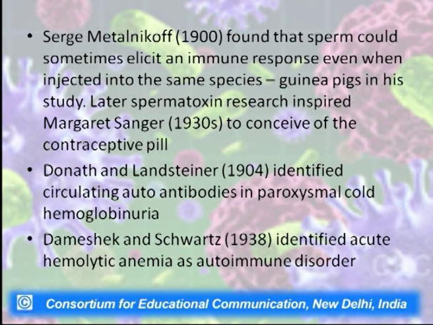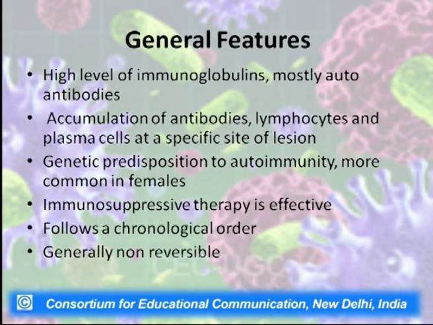Now, Donath and Landsteiner in 1904 identified circulating autoantibodies in paroxysmal cold hemoglobinuria. Dameshek and Schwartz in 1938 identified acute hemolytic anemia as an autoimmune disorder. Now, this is a very brief history about autoimmunity. Now, let us come to the general features of autoimmunity.